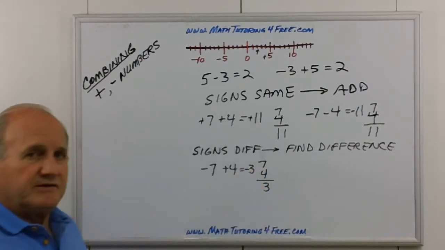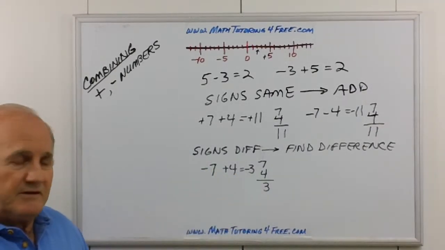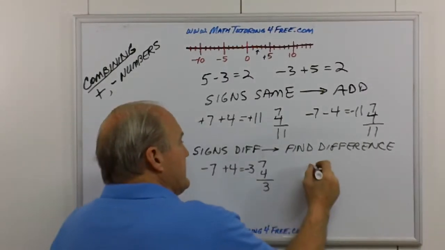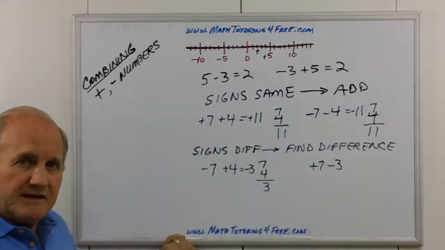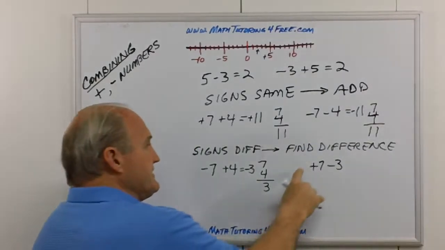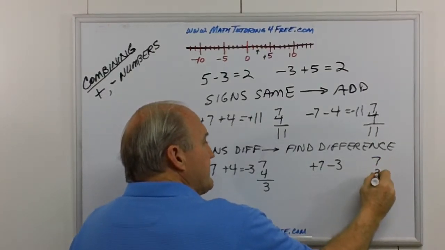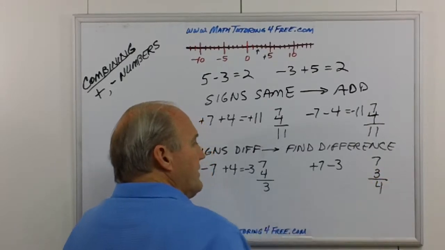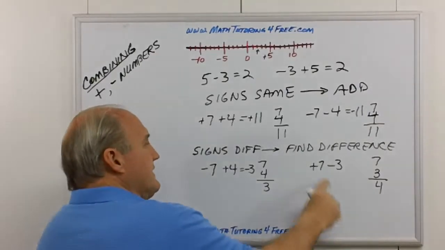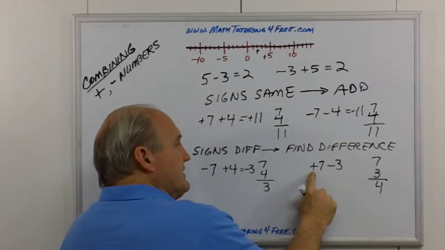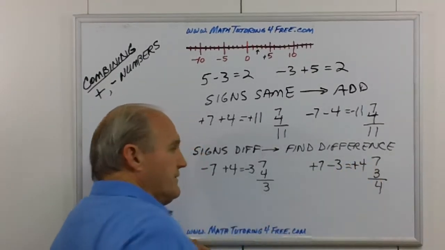Another way to look at that is the sign of the answer will be whatever the sign of the larger number was. Let's turn it around. Let's make it a +7 and a -3. In that case, again, the signs are different, and therefore we find the difference. 7, 3, the difference is 4. Now is that going to be a +4 or a -4? Again, we had more positives to start with, so therefore the answer is going to be a +4.